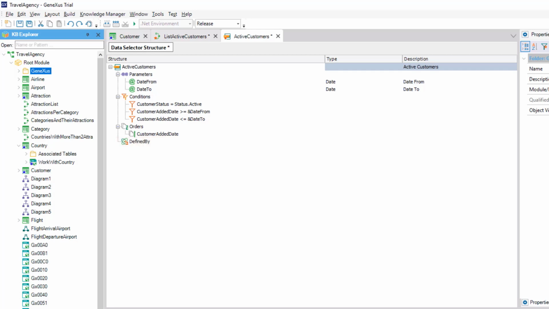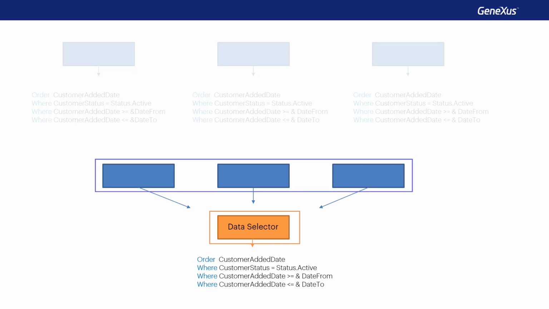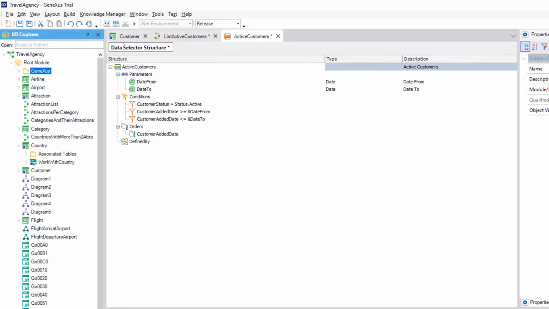As we've said, this centralized definition will allow us to reuse it everywhere this query is needed, making its maintenance easier. If we need to change something in the definition, it's made in one place and automatically applied everywhere the KB is used. A data selector specifies, based on the parameters received, a set of conditions and orders for the data in a centralized manner, so as to avoid having to repeat the order, where, and define by clauses everywhere that they're needed.